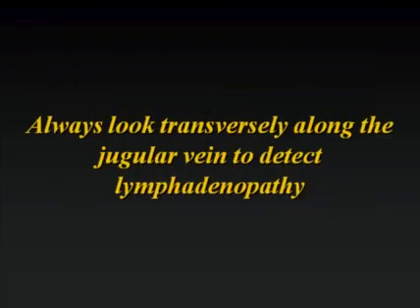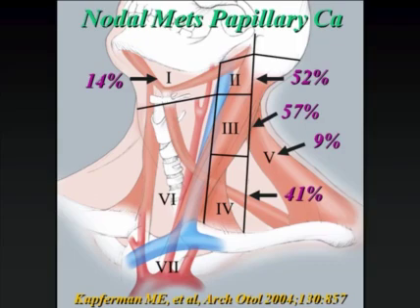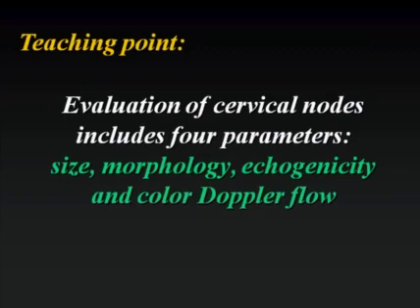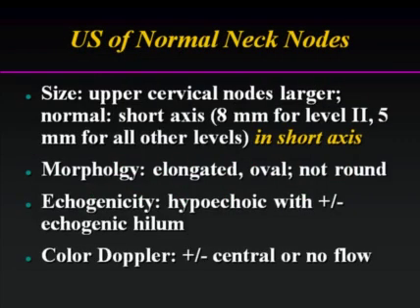Now, in beginning our anatomic search for lymph nodes, we find it very easy to do a survey along the jugular vein to detect lymphadenopathy. And we can see here that levels 2, 3, and 4 really are the most prevalent sites that we want to investigate. There rarely are some metastases in the submental area, rarely in the posterior triangle, but levels 2, 3, and 4 really are the key anatomic areas. In terms of characterization of cervical lymph nodes, we want to look at 4 parameters: their size, their morphology, echogenicity, and of course the color Doppler characteristics.